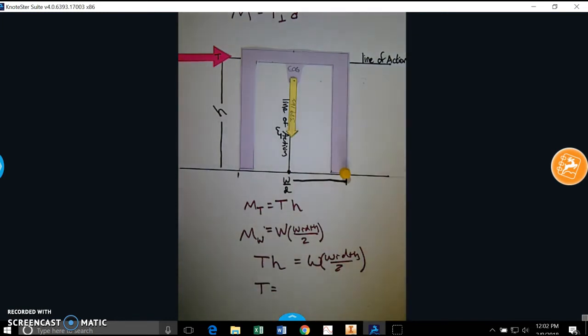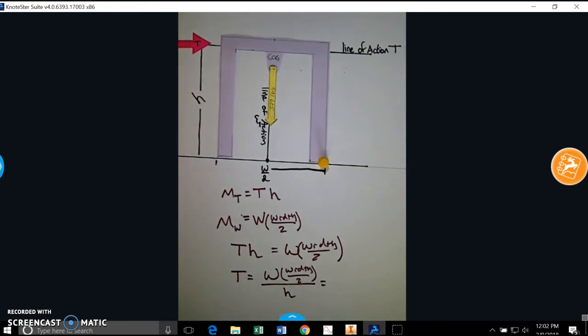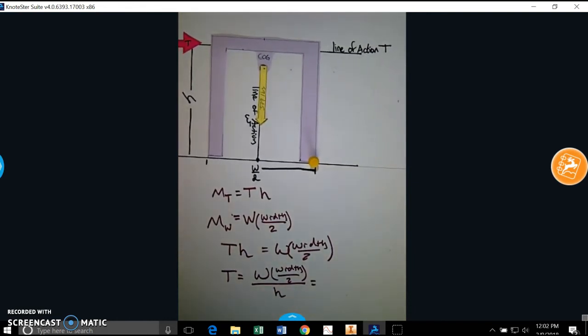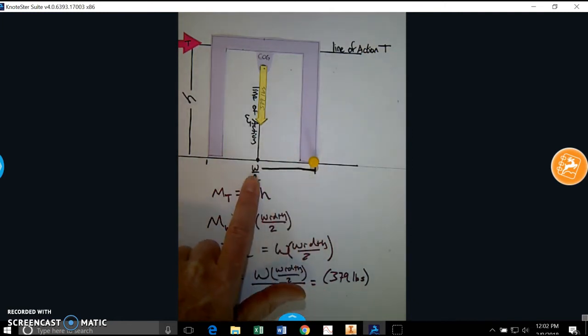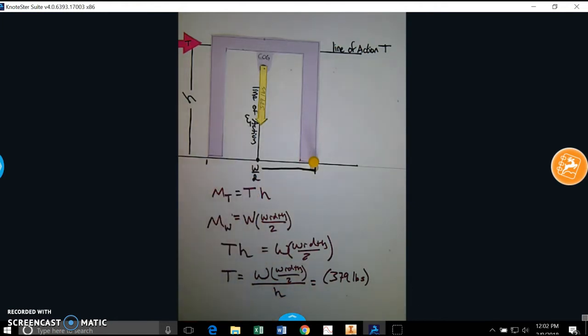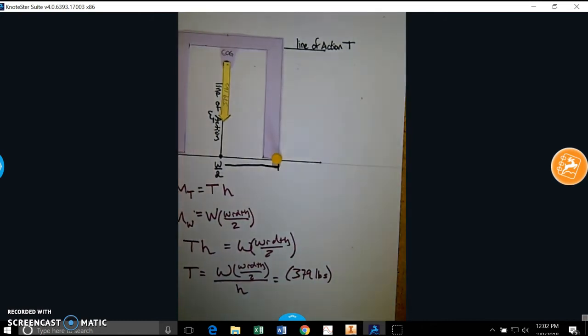Tipping force will equal, and again, I'm going to leave it here and we'll put in my numbers. So, what was my weight? If you remember from Inventor, my weight was about 379 pounds. So that's what W is. The width divided by 2, I made that measurement in Inventor and I figured out that that was 18 inches. I'm not going to write it down as 18 inches, though. 18 inches is a foot and a half, so I'm going to write 1.5 feet.